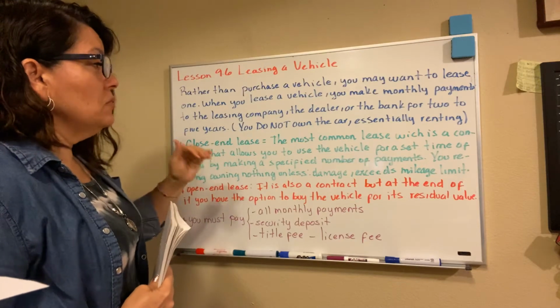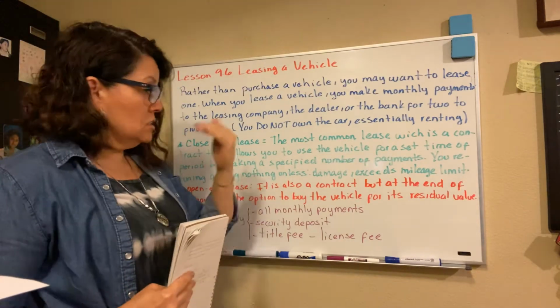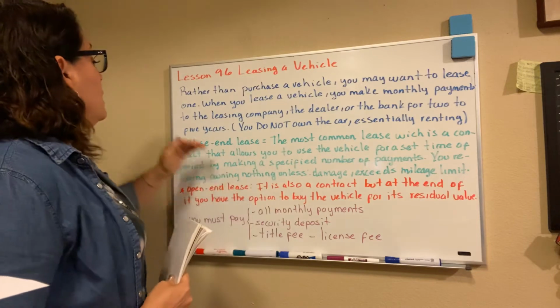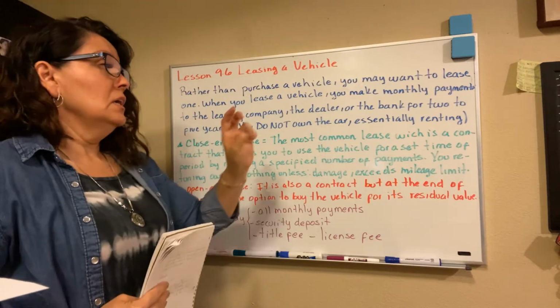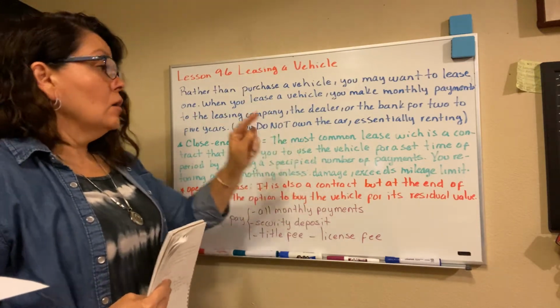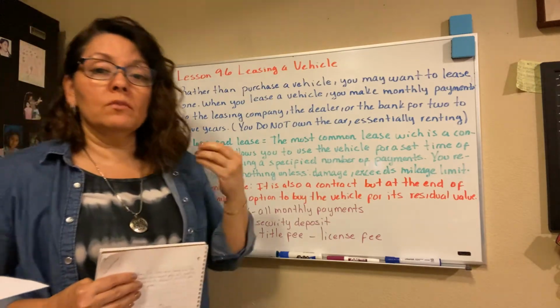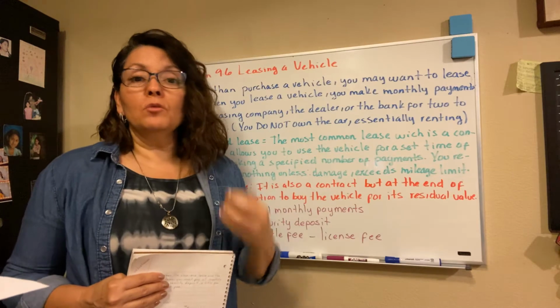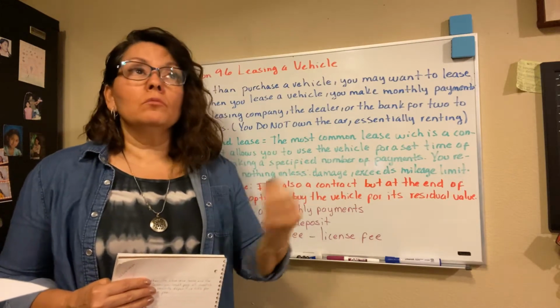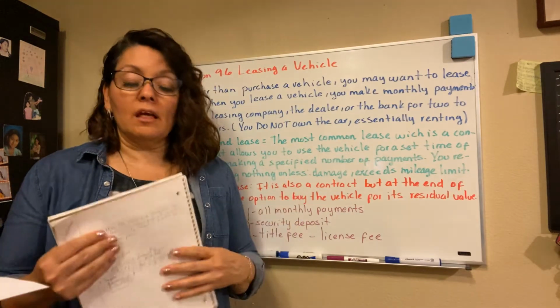When you lease a vehicle, you make monthly payments, the same as when you're buying a car, to the leasing company, the dealer, or the bank for 2 to 5 years. You do not own the car. When you lease a vehicle, you don't own the car. Essentially you're renting the car.